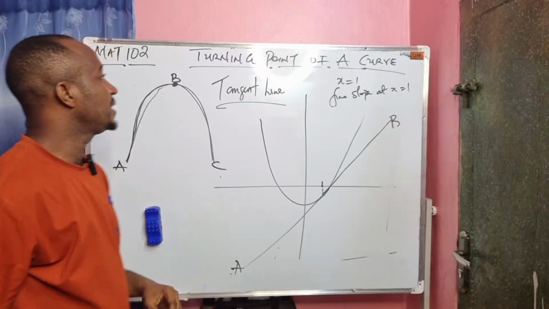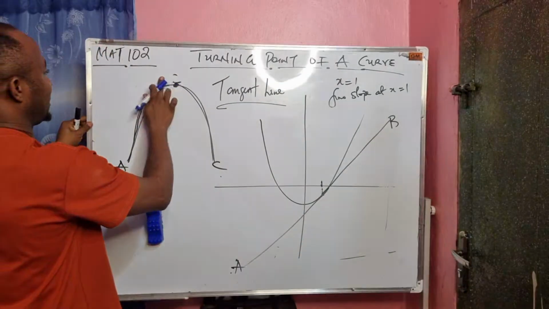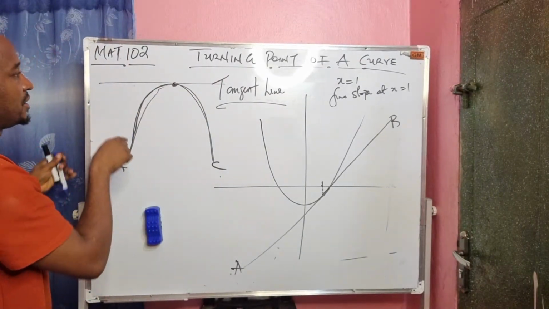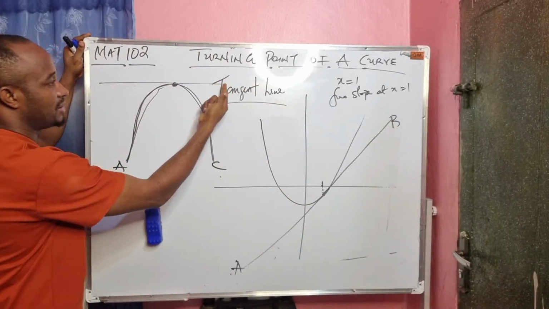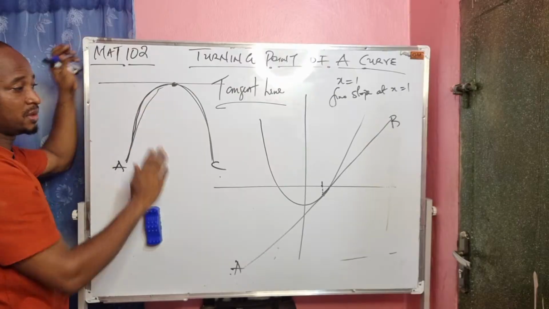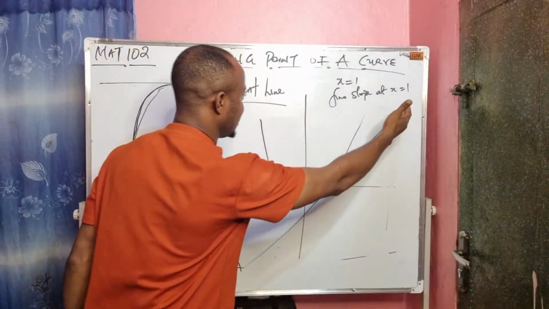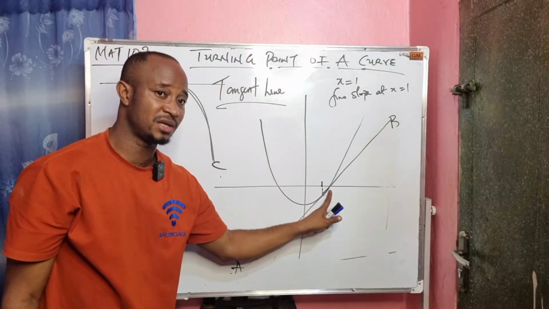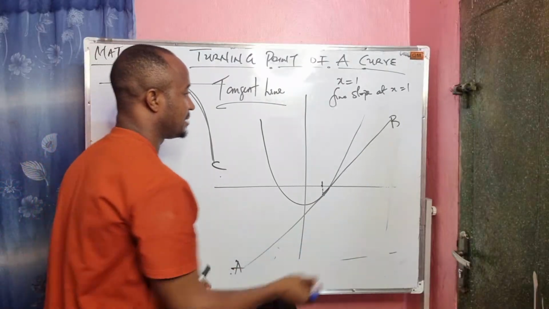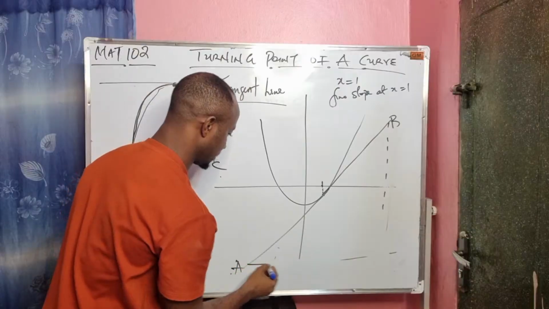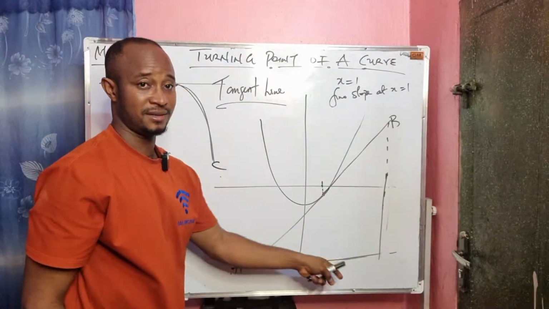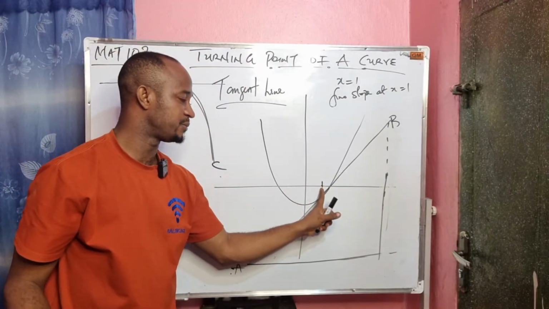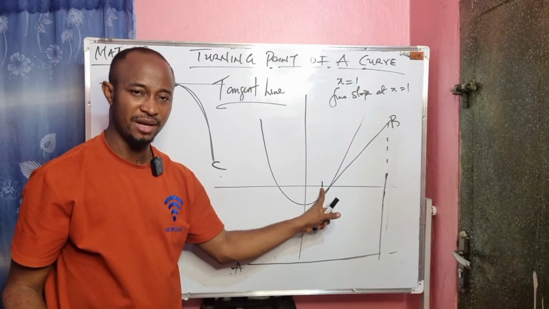Now, when you hear the word turning point of a curve, if I have my tangent line somewhere here, definitely, whenever your tangent line is horizontal, the slope is equal to 0. If I have a tangent line that cuts a graph at a particular point of this kind, it means that I can determine the slope of that line. And the slope of this line gives the slope of the curve at that point, x equals 1. Am I communicating now?